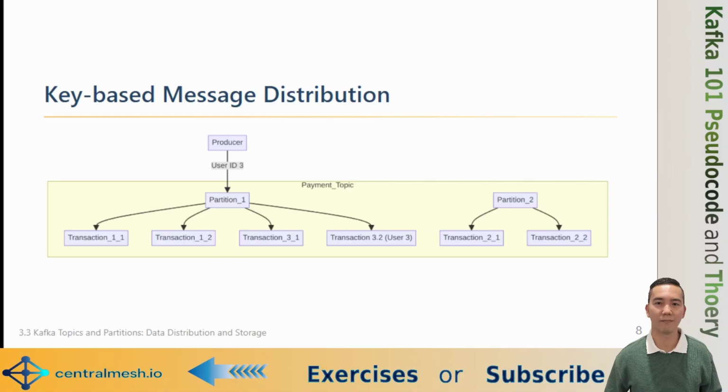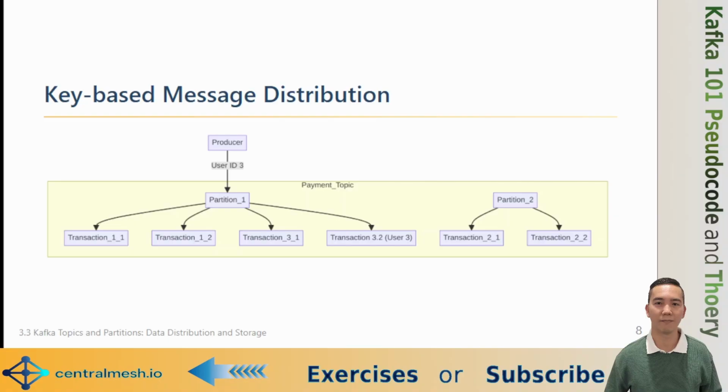Now let's explore an important point. All messages from the same user go to the same partition and in the same order that they are sent. This is critical for many use cases like payment transactions, where we want to make sure that the order of events is preserved. For example, if a user makes two payments, we need to ensure that transaction 1 is processed before transaction 2. By using the user ID as the key, Kafka ensures that all of a user's transactions are stored in the same partition.